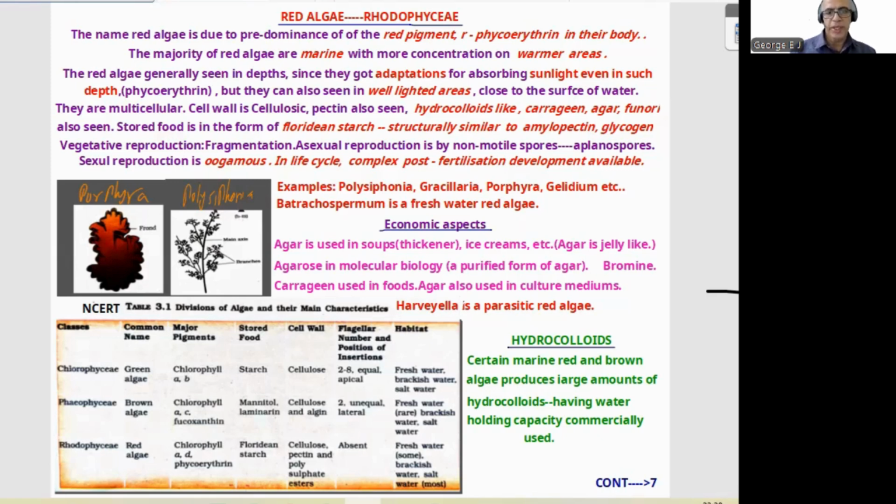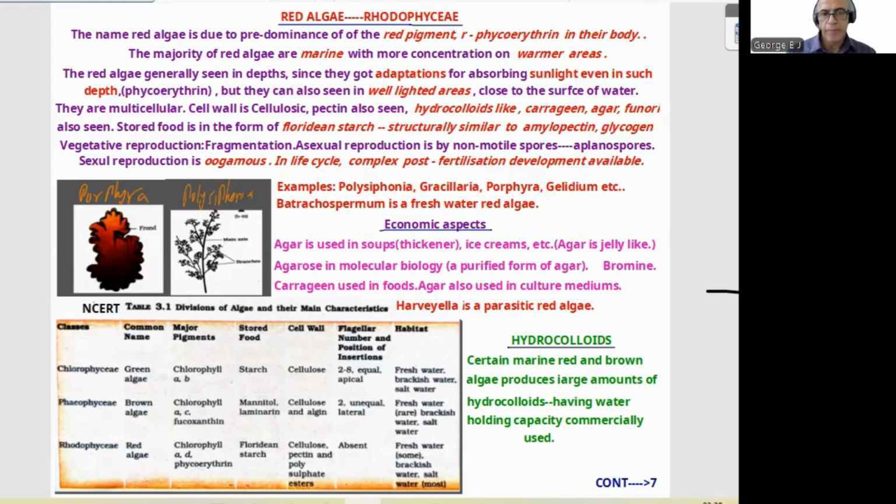Vegetative reproduction is by fragmentation. Asexual reproduction is by non-motile spores or monospores. Sexual reproduction is oogamous, advanced. In the life cycle, we can find complex post-fertilization development. A repeated question. Examples of algae: Polysiphonia, Gracilaria, Porphyra, Gelidium, etc. Some red algae are also found in freshwater.